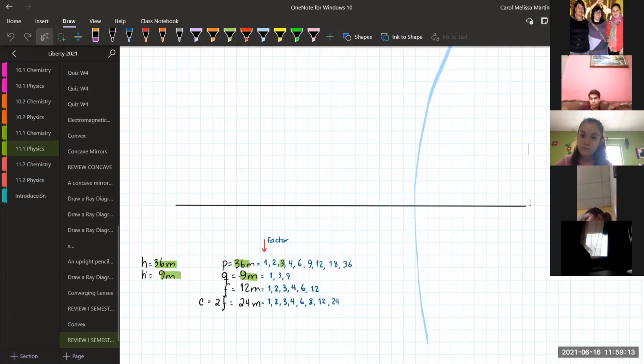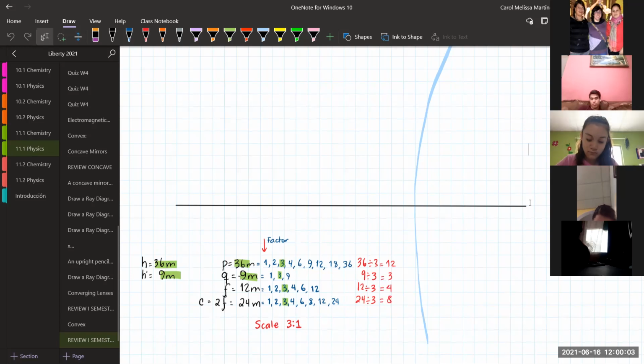So 2 cannot be the greatest common factor. But 3 is repeated in the 4 numbers, which means that the most accurate scale that we can get is going to be scale 3 against 1, okay? In other words, we're going to divide each number by 3. So this is going to be 36 divided by 3, 9 divided by 3, 12 divided by 3, and 24 divided by 3. So this is 12, this is 3, this is 4, and this is 8. Those are the points that I'm going to put here in my sketch.